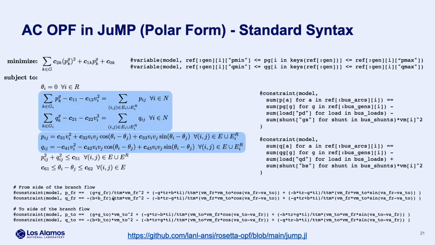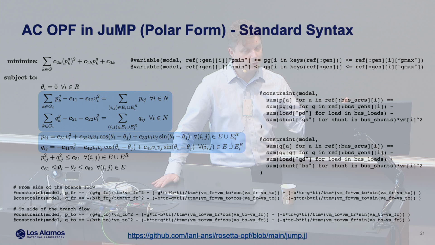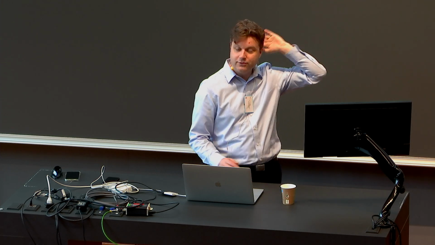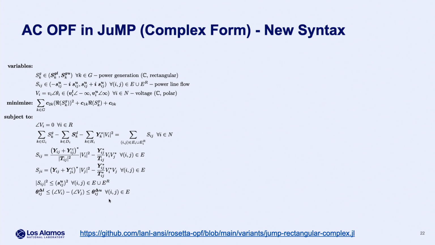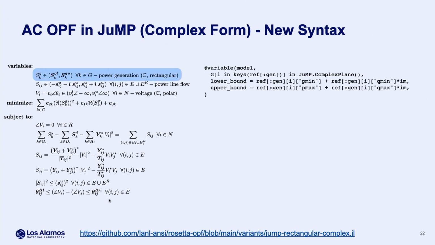But we end up having 4 of these equations because you've got active and reactive on one side of the line, and then active and reactive again on the other side of the line. This all works very well, but it's kind of verbose. Wouldn't it be nice if we could model our optimization problem in this complex form directly? And this was a very recent feature that was added to the JuMP ecosystem. But now you can define variables in the complex plane and constraints.